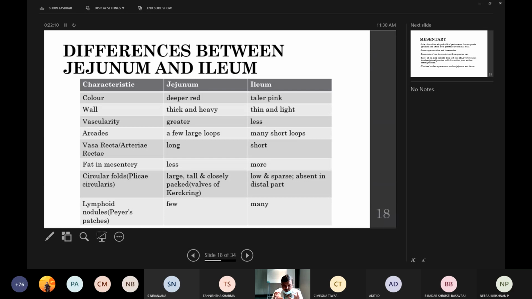As I told, they both are suspended by a fold of peritoneum. That is the mesentery. This mesentery contains fat, which is less in the jejunum and more in the ileum. Circular folds are large, tall, and closely packed. Those are called the valves of Kerckring. As I told, these are circular folds formed by the mucosa and submucosa. These are permanent folds.